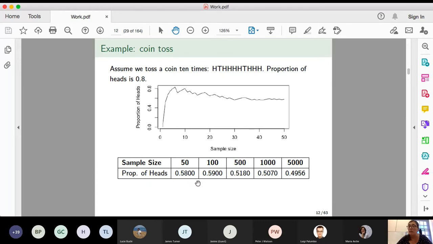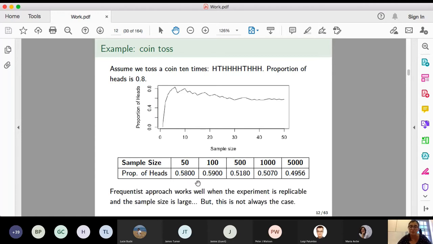as I was saying, if I repeat now the experiment, I may get completely different numbers because it will be a new sample, right? But what I want to show you with this example is that when the sample size is small, you get a lot of variation from one possible sample to another possible sample. So there is a lot of uncertainty around your estimation. So this frequentist approach works well when, first, the experiment is replicable. You can repeat this experiment again and again under the same conditions, and the sample size is large. But unfortunately, this is not always the case.